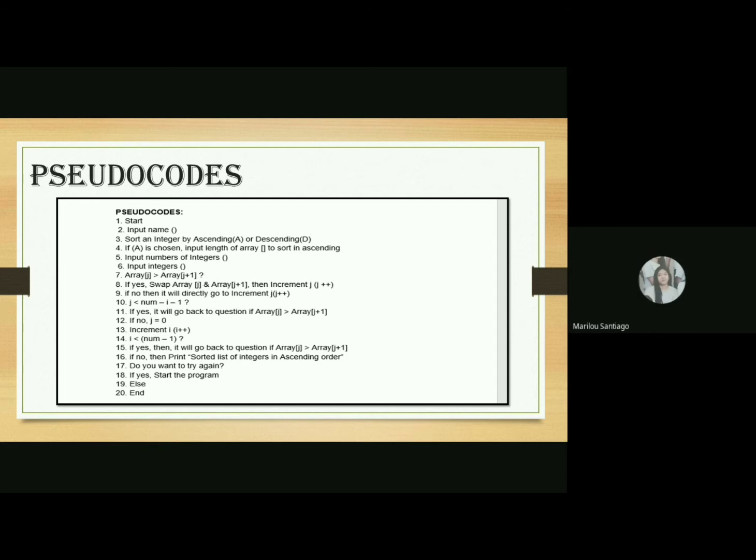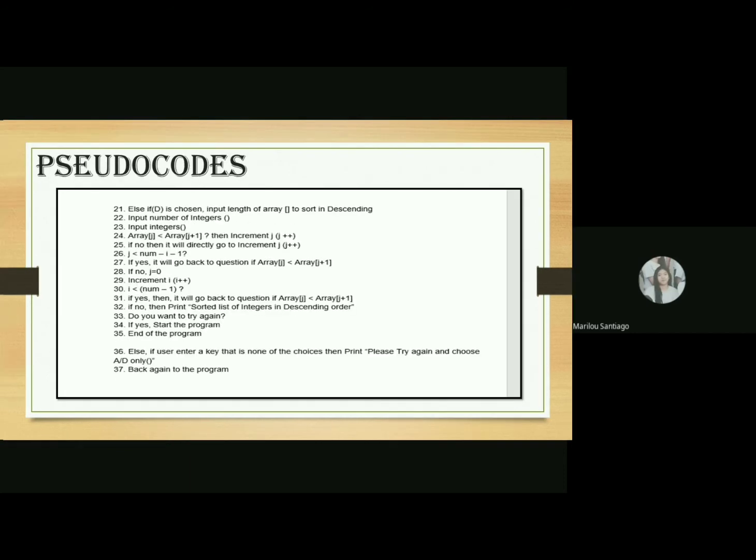If no, j is equal to 0, increment i plus plus. If i is less than num minus 1, if yes, then it will go back to question if array j is greater than array j plus 1. If no, then it will print sorted list of integers in ascending order. Then it will ask, do you want to try again? If yes, it will start the program, else it will end.